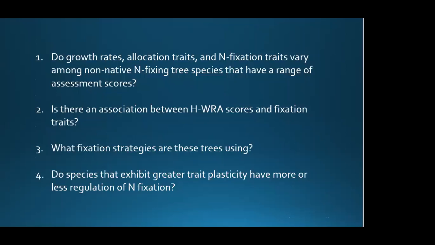Do growth rates, allocation traits, and nitrogen fixation traits vary among non-native nitrogen-fixing tree species that have a range of assessment scores? Is there an association between the weed risk assessment scores and fixation traits? What fixation strategies are these trees using? And do species that exhibit greater trait plasticity have more or less regulation of nitrogen fixation?